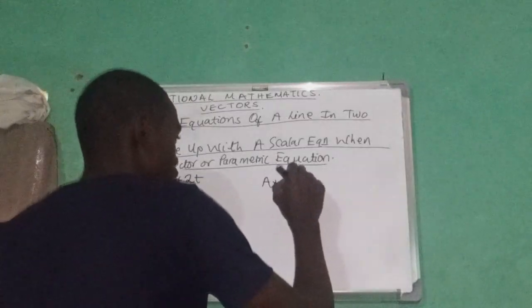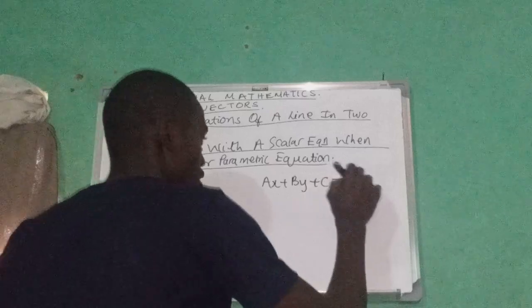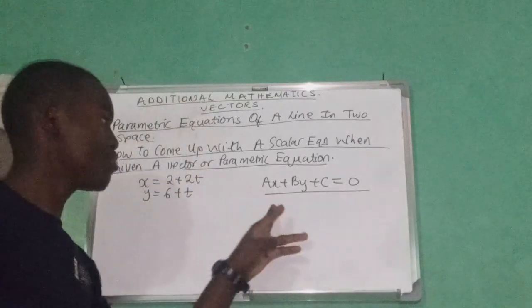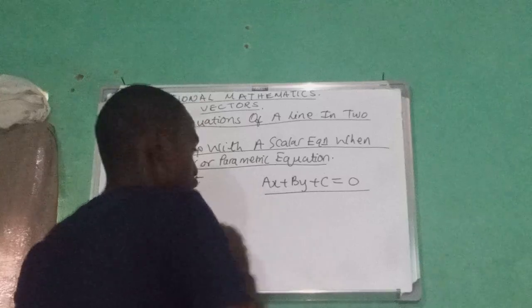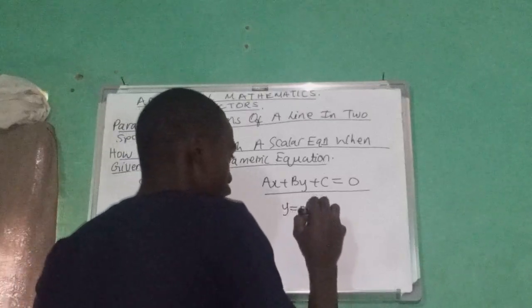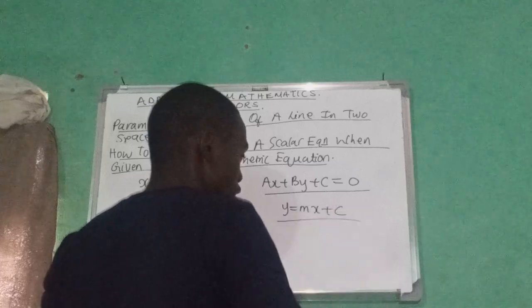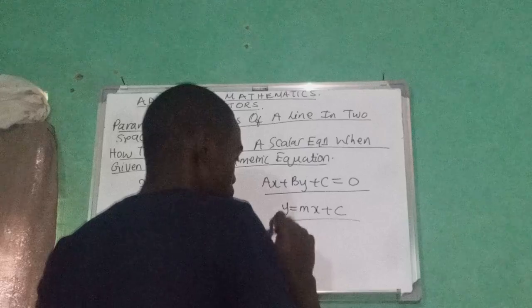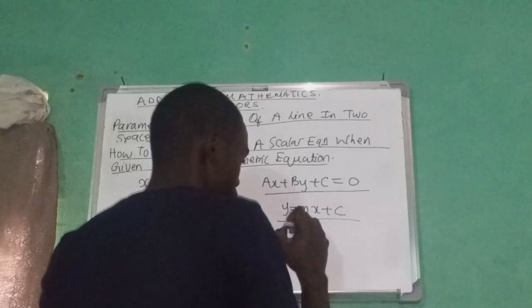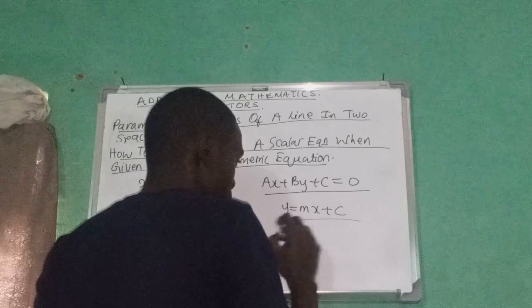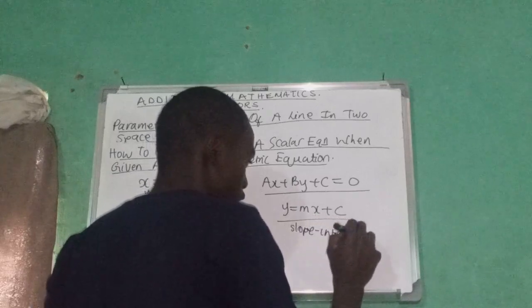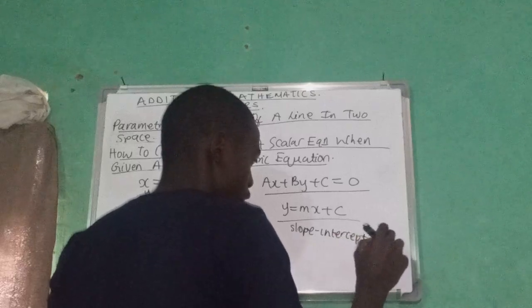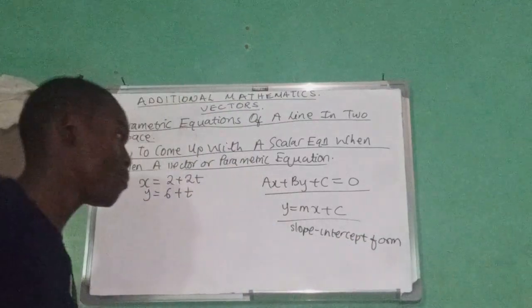When given an equation in the form ax plus by plus c is equal to 0, this equation in this form is called a scalar equation. Then if we have y is equal to mx plus c, this is an equation in the slope-intercept form, or gradient-intercept form.